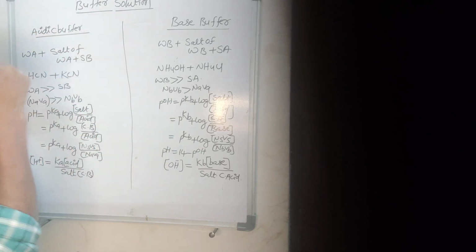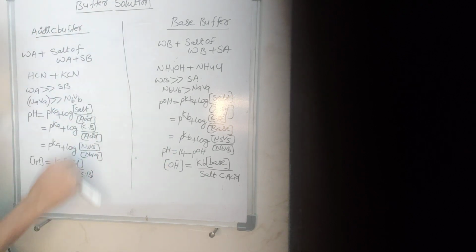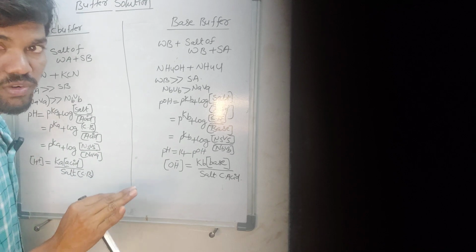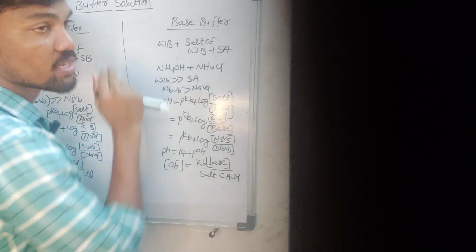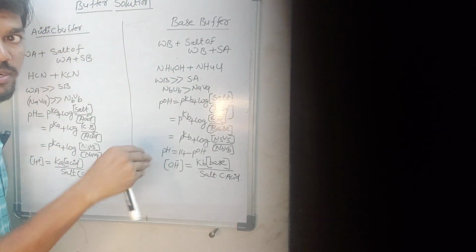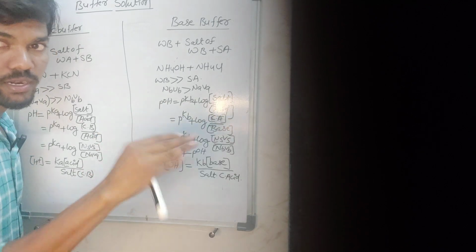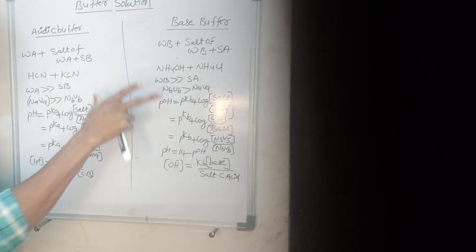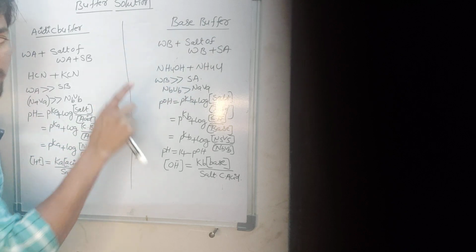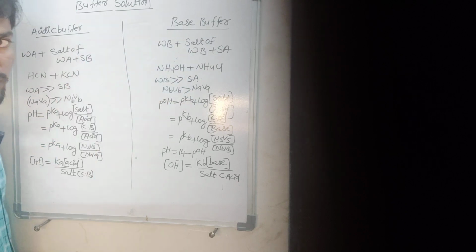Today we are going to discuss buffer solution. Three types of buffer solution are there: acidic buffer, base buffer and normal buffer. I will tell about normal buffer later. First of all we have to know the difference between acidic buffer and base buffer solution.